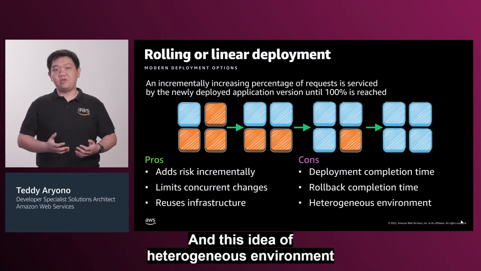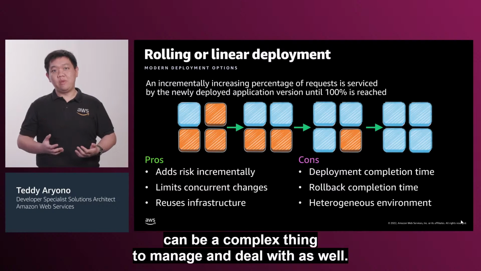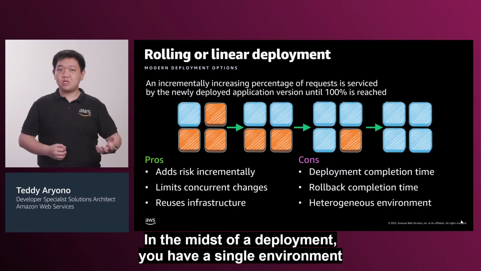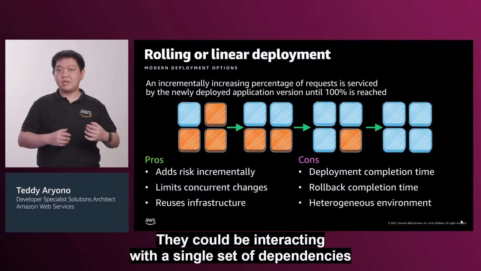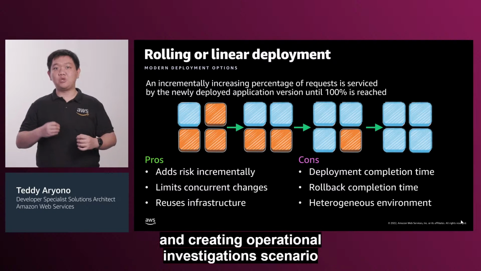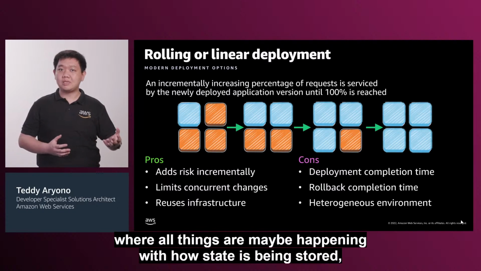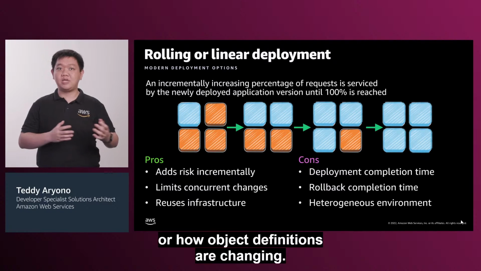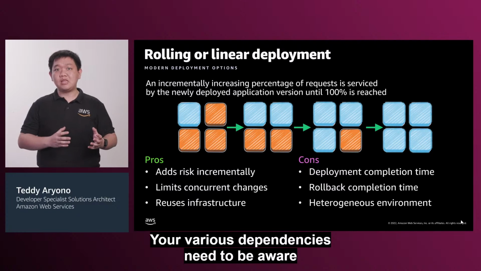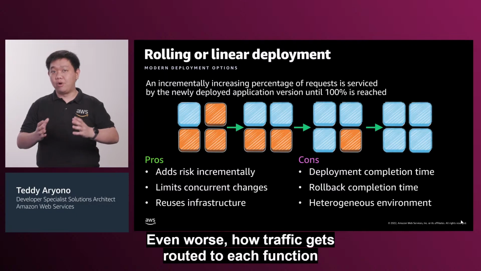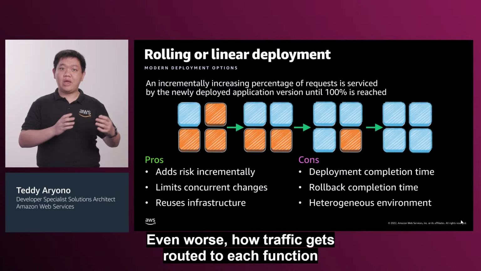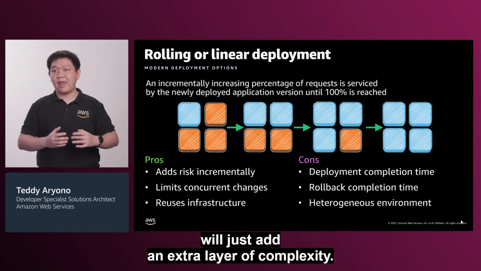And this idea of a heterogeneous environment can be a complex thing to manage and deal with as well. In the midst of a deployment, you have a single environment that is running multiple versions of your application. They could be interacting with a single set of dependencies and creating operational investigation scenarios around how state is being stored or how object definitions are changing. Your various dependencies need to be aware that multiple versions of the application are running at the same time. Even worse, how traffic gets routed to each version will add an extra layer of complexity.